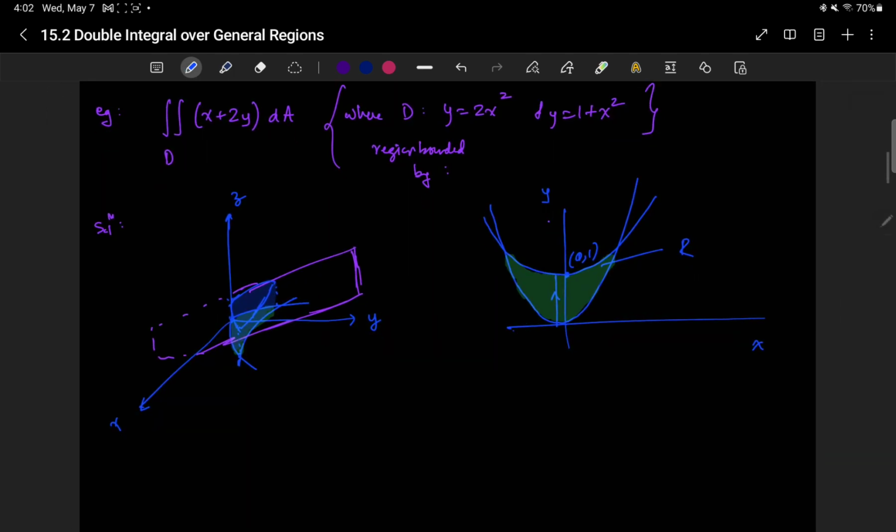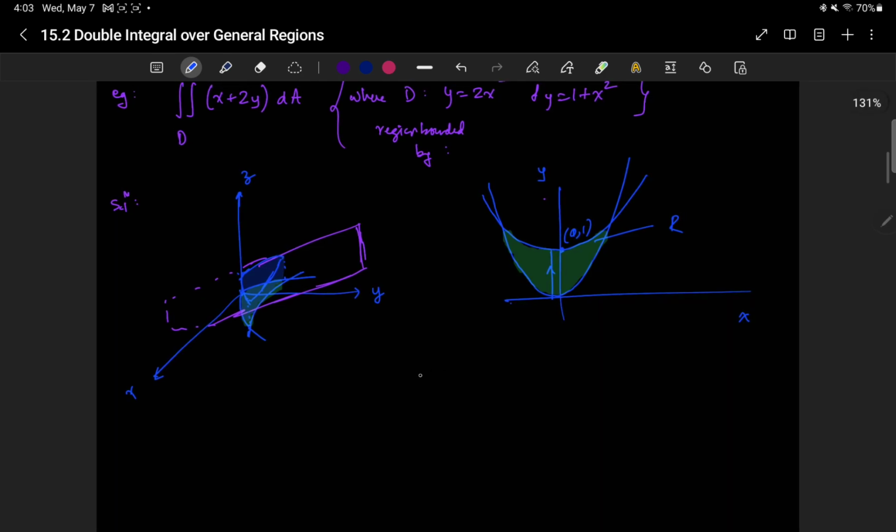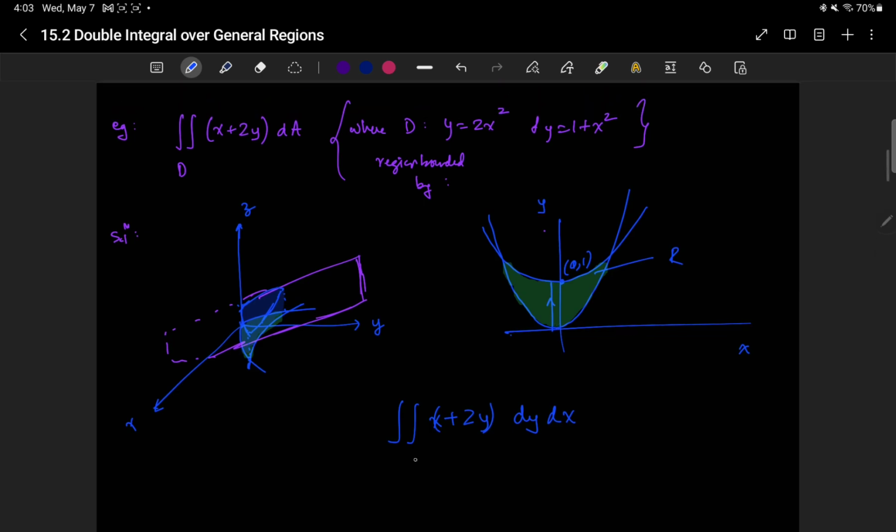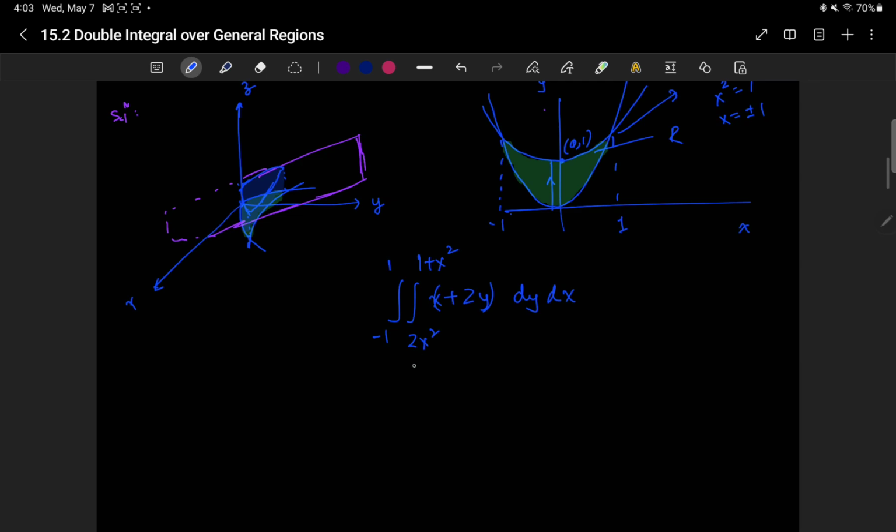All right, so once you've identified this region and you've identified the direction, it means we're gonna set this up as x plus 2y, and we're gonna go dy dx. Because now I can write y as, where does it start? It starts at the bottom curve, which is 2x squared, and ends at 1 plus x squared. What about the x value? This will be negative 1 and 1, which you can find by solving these two curves. To get the intersection point, you solve this. You get x squared is 1, or x is plus minus 1. And then you just proceed here with your regular way of solving iterated integral.